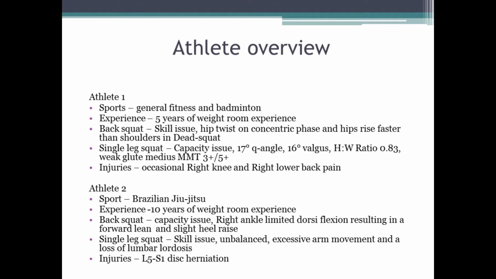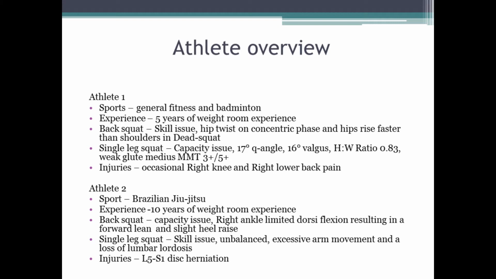Athlete 1 has a skill issue in the back squat, with a hip twist in the concentric phase and hips rising faster than the shoulders in the dead squat. Athlete 1 has a capacity issue in the single leg squat, with a 17-degree Q angle, 16 degrees of valgus in standing, a wide hip to waist ratio of 0.83, and a weak glute medius on testing.